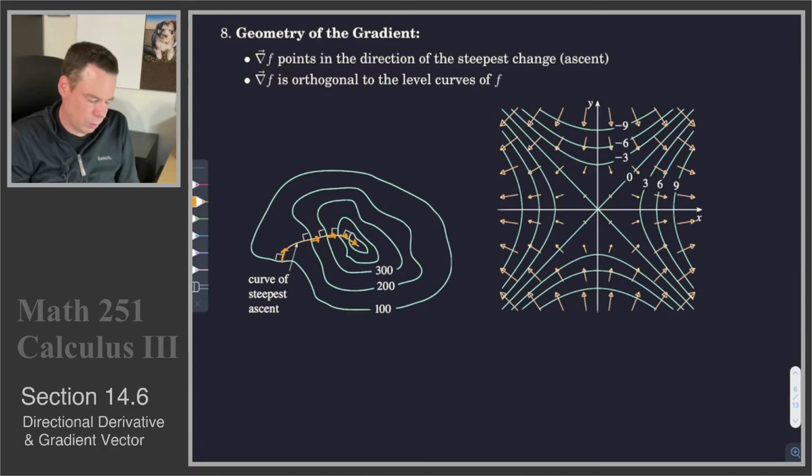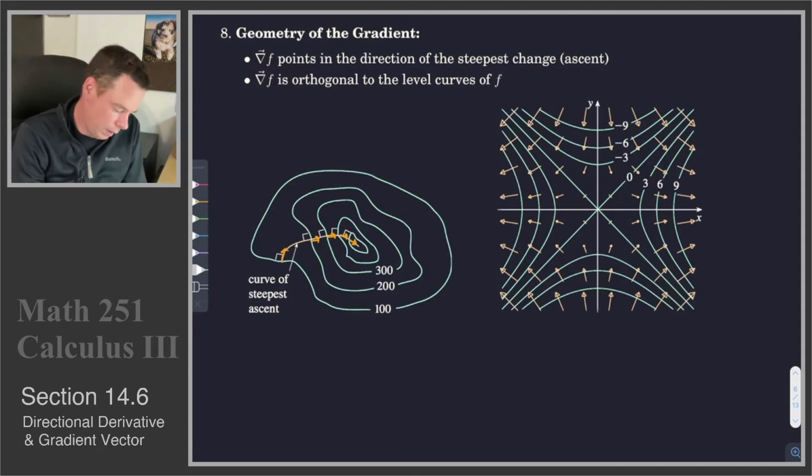What else do we know about our gradient vector? Well, if we look at the level curves of our surface, it turns out that the gradient vector is orthogonal to our level curves. So you can see that from the picture on the right. Our level curves are shown in green, and our gradients are shown as those orange vectors, and they're perpendicular to the level curves. So let's verify these two facts.